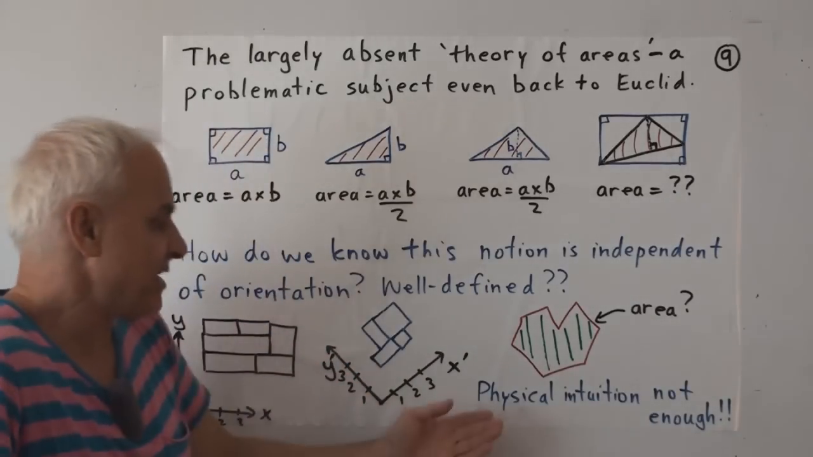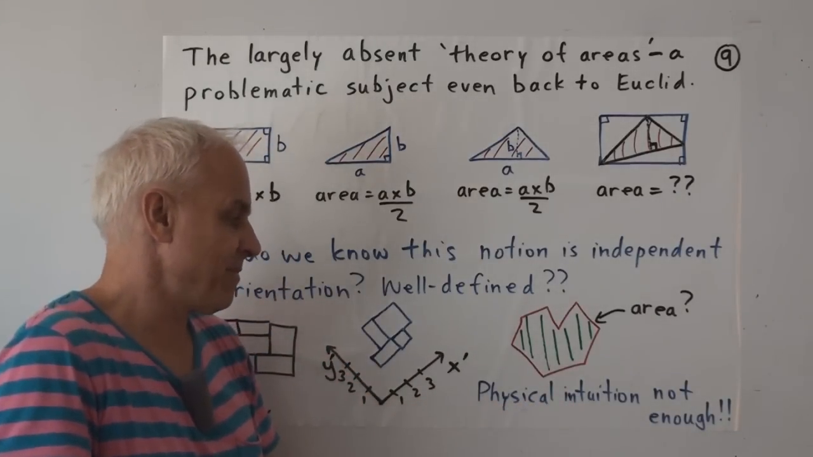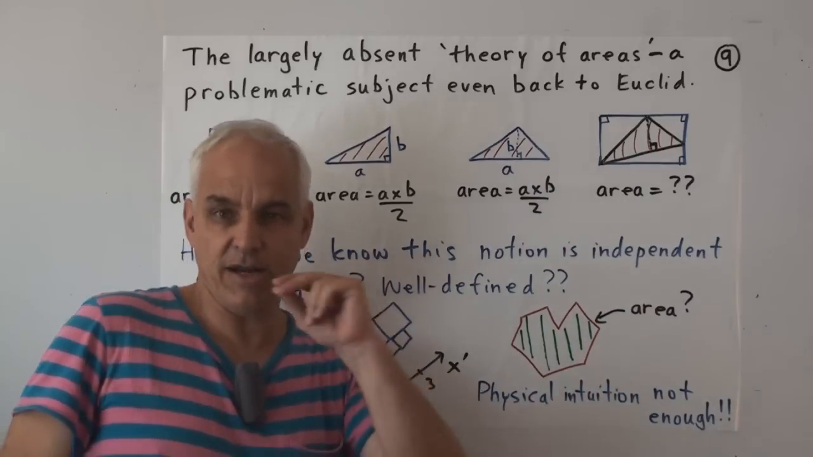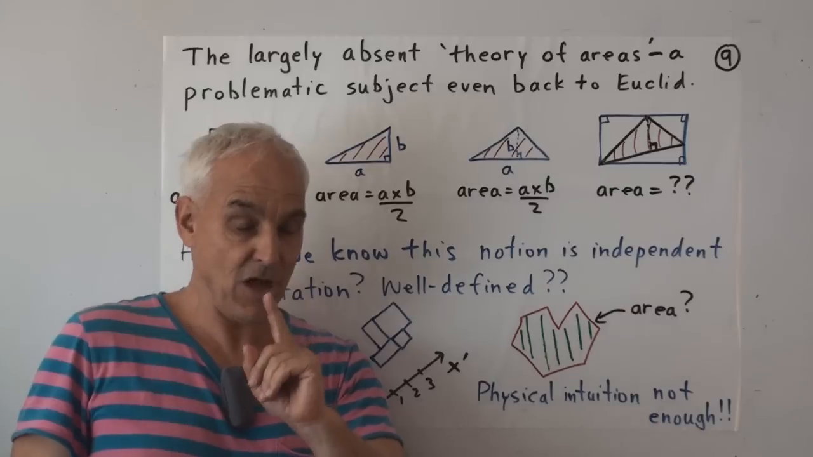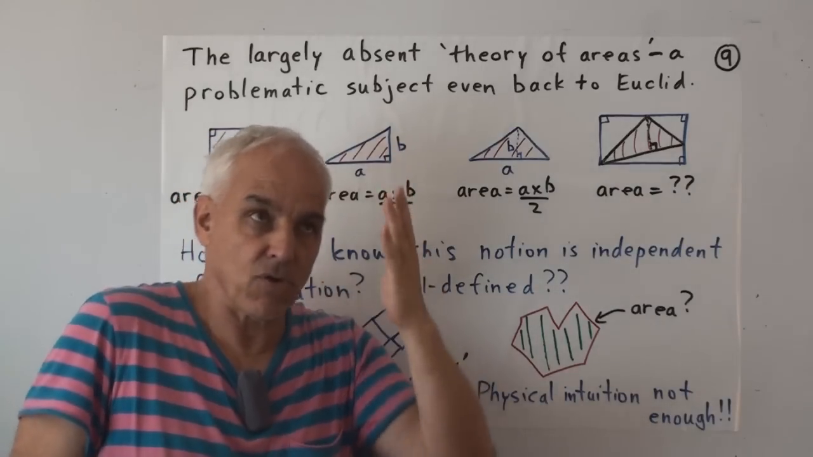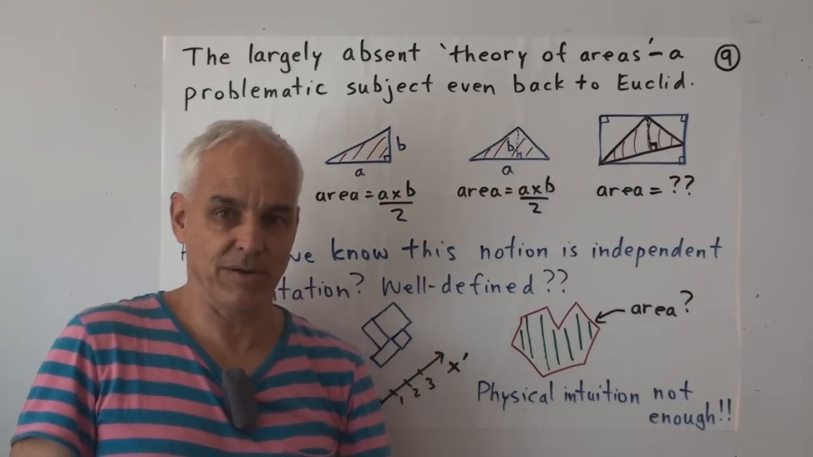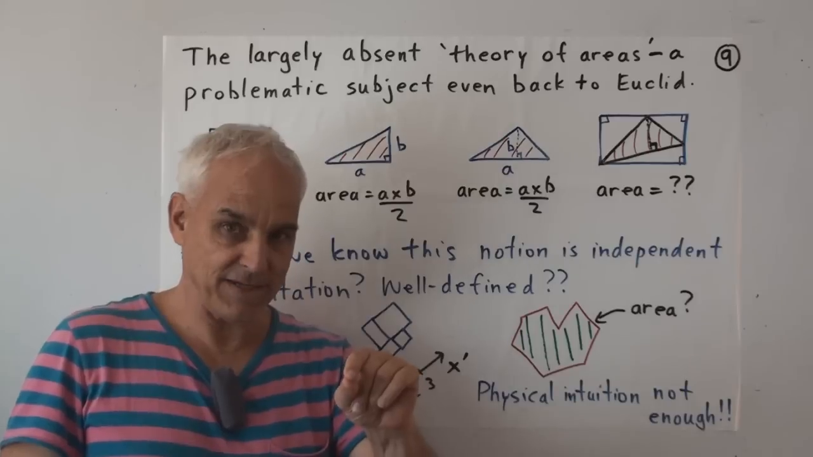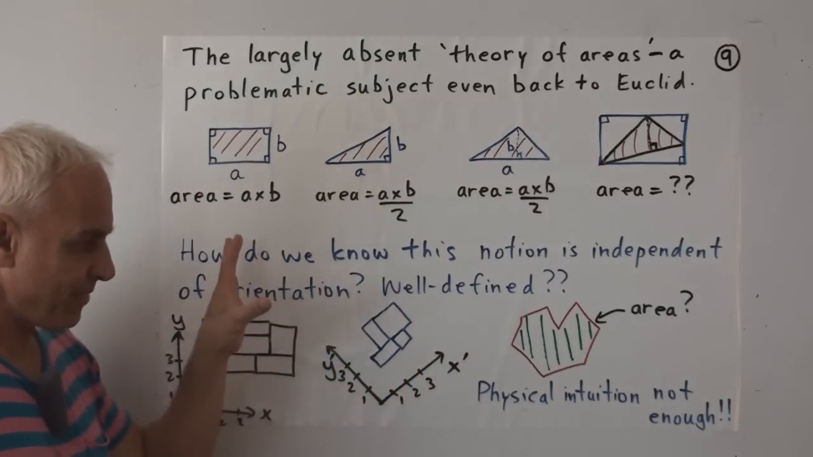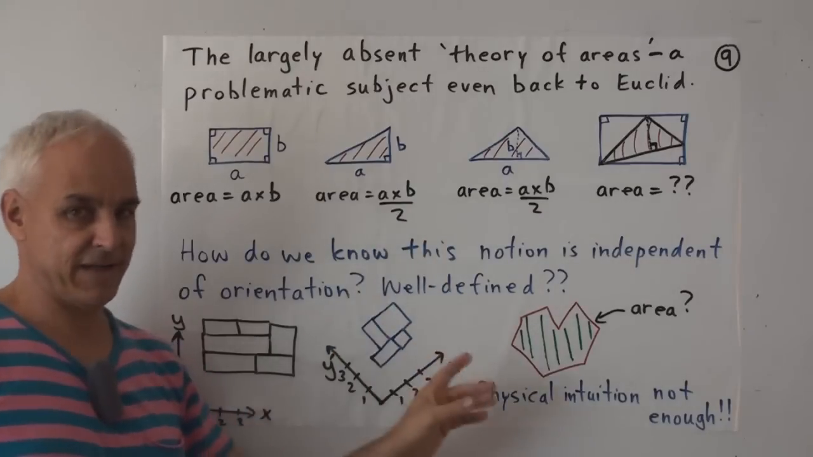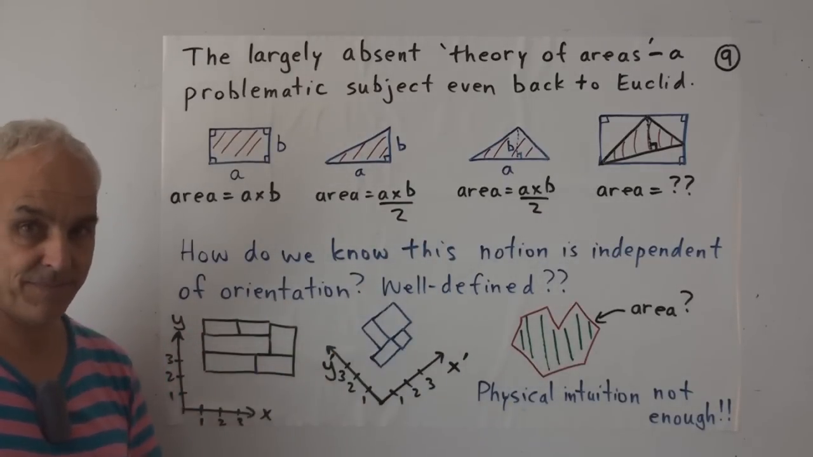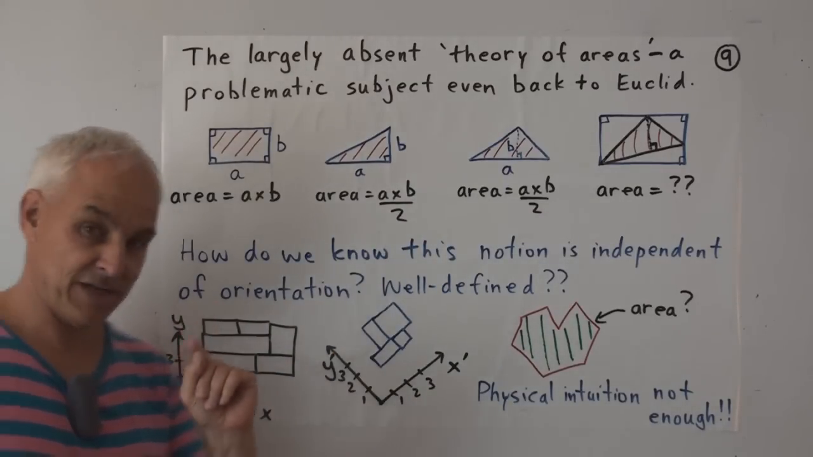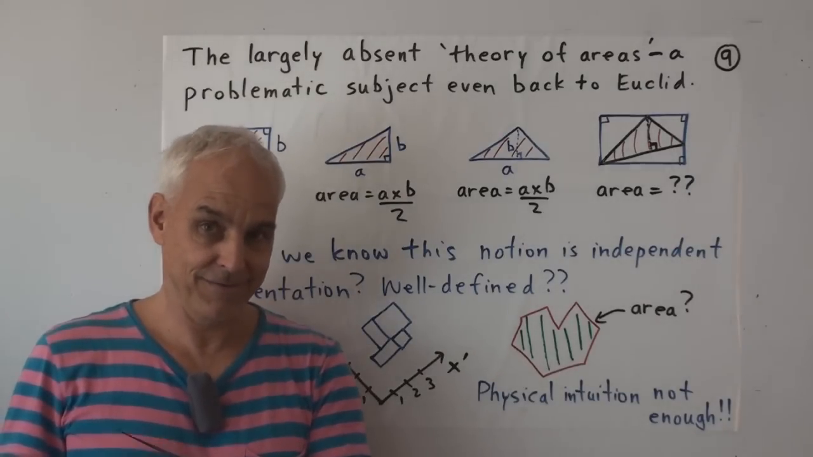Of course we can say, well, it's just physically obvious. But our physical intuition is not enough when we're doing pure mathematics and we're trying to do it correctly. It's not enough to say, oh, well, it sort of corresponds to our intuition. We have to prove these things. So there's quite a lot of work, in fact, to establish a proper theory of area along these lines. But unfortunately, the situation is more complicated than that.